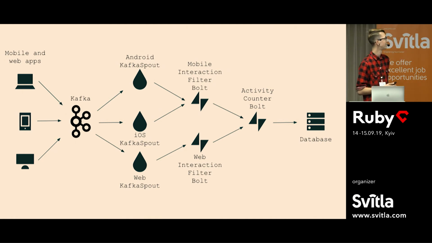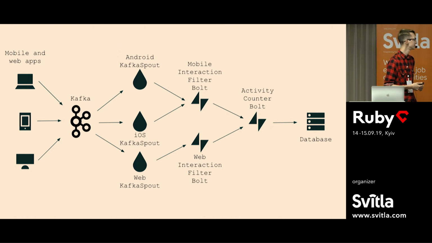From Kafka, we have 3 Kafka spouts, one for each platform, so Android, iOS, and web. And then we have one bolt which filters those mobile interactions, and another one which filters web interactions. And finally, we combine them all in a counter bolt, which just counts them. And when it's time to persist them, it pushes those aggregated interactions to the database.